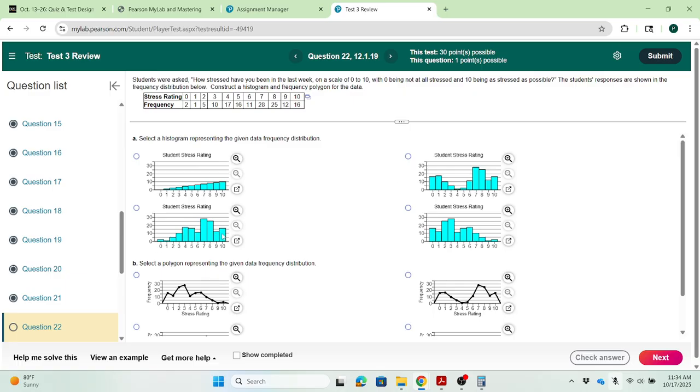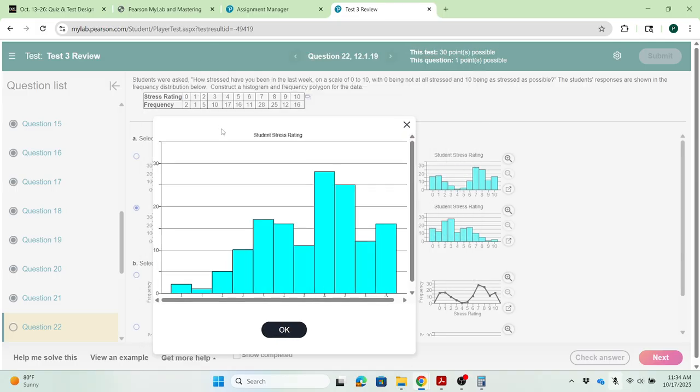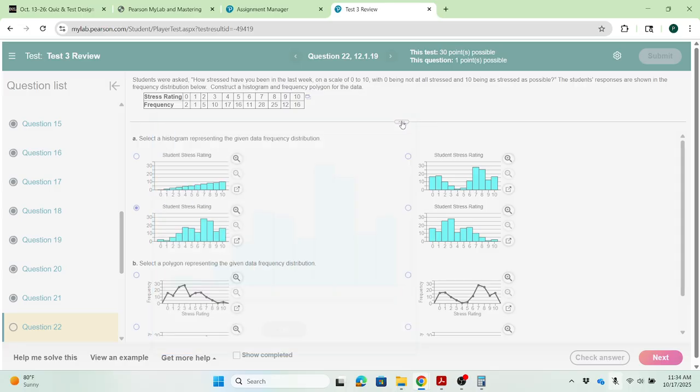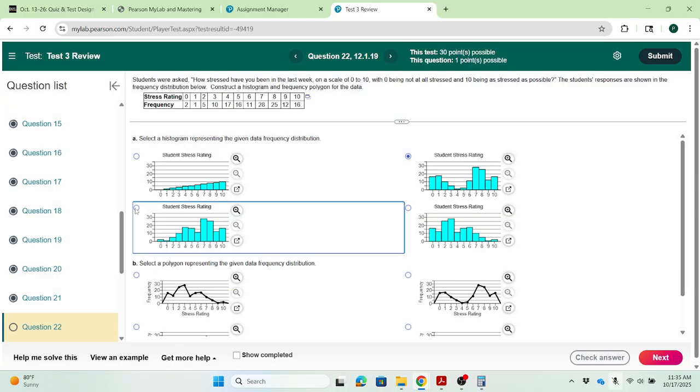So this one, 10 has frequency 16, 9 has 12. At 7 it is 28, at 8 it is 25, at 6 it is 11, and then at 5 it is 16, and then at 4 it is 17. So this looks right. But at 5 this is not 16. So out of these two, this is the right one.